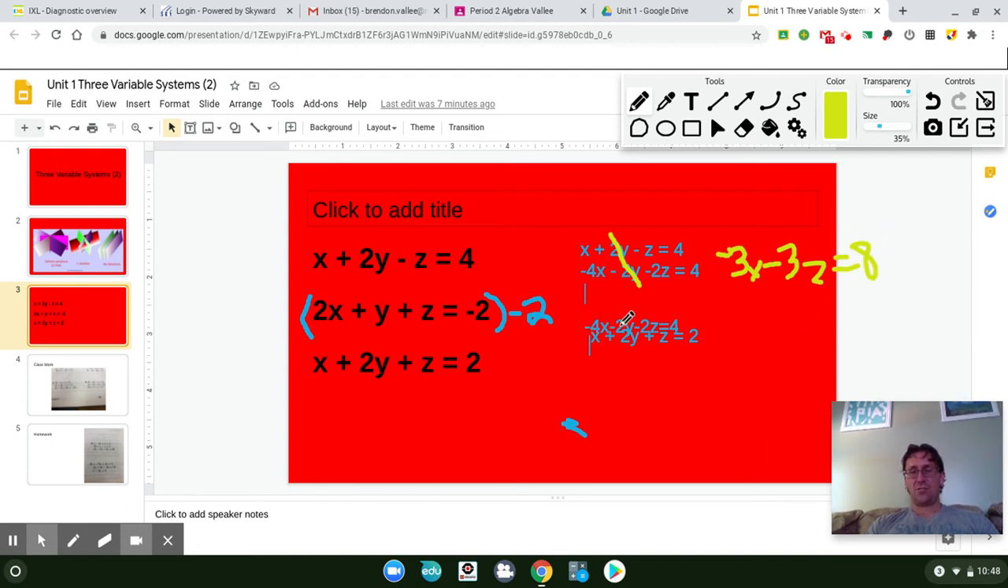Then I'm going to add these two rows. Those cancel. And I'm left with -3x, -2z plus z is -1z, equals 6.